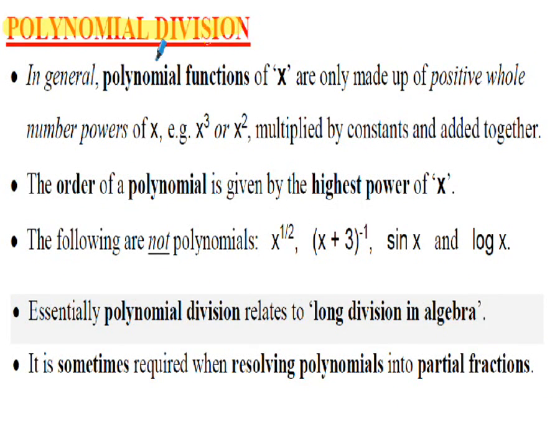Polynomial division. In general, polynomial functions of x are only made up of positive whole number powers of x, for example, x cubed or x squared, multiplied by constants and then added together. The order of a polynomial is given by the highest power of x. Note the following are not polynomials: x to the half, x plus 3 to the power of negative 1, sine x, log x.